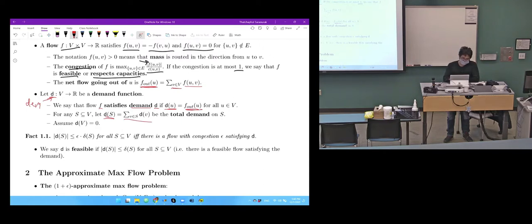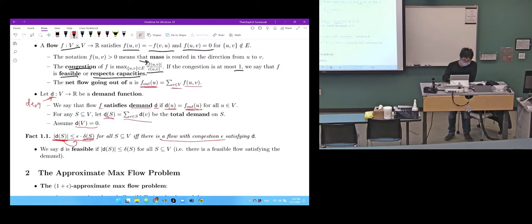So note that it only makes sense when the total demand is 0, right? And we would assume this. And here you see from the homework that if the total demand from any set is at most epsilon times the cut size of S, and this is true for every cut, then there is a flow with congestion just epsilon that satisfies the demand. This is proved by min cut max flow.